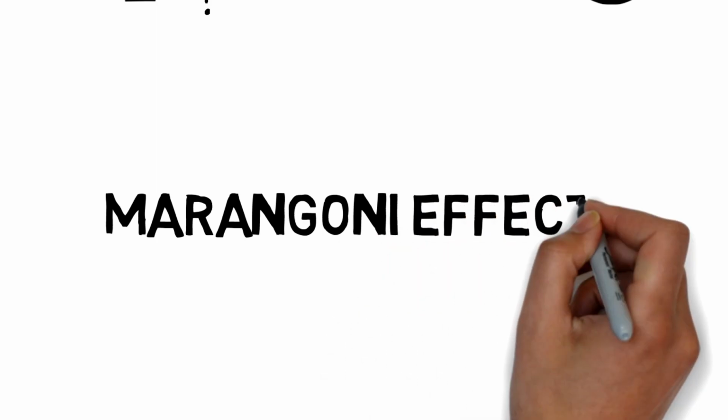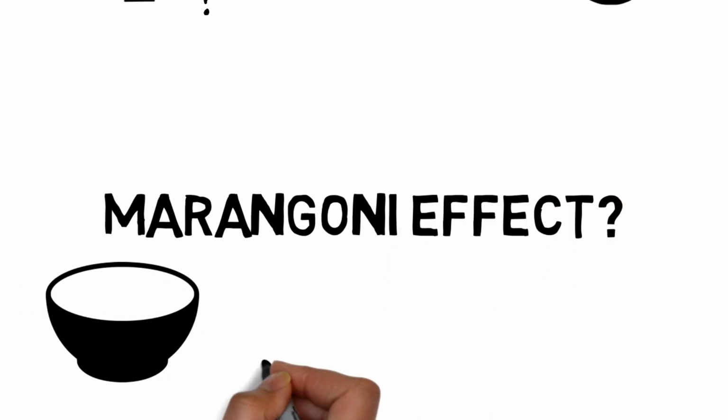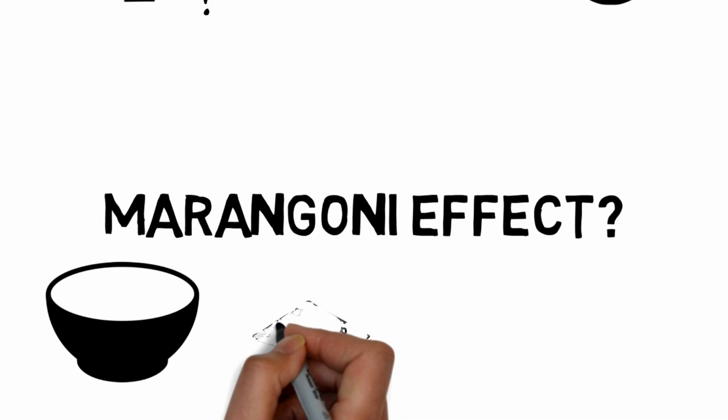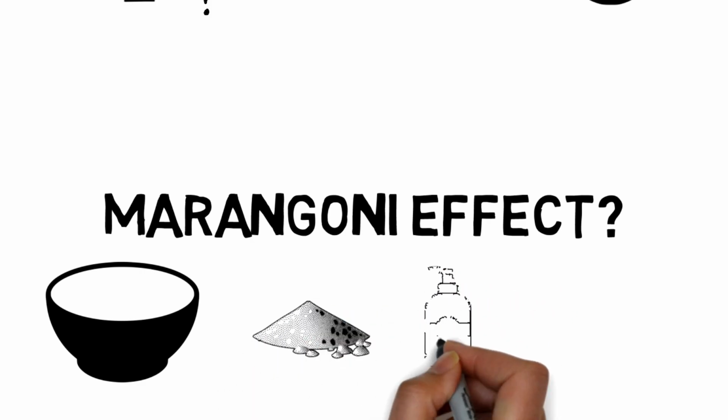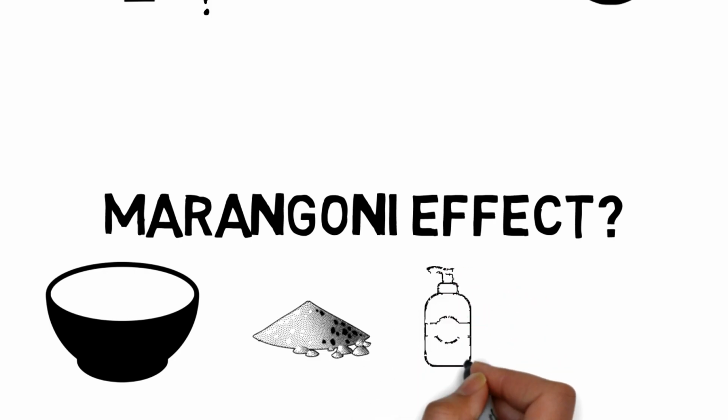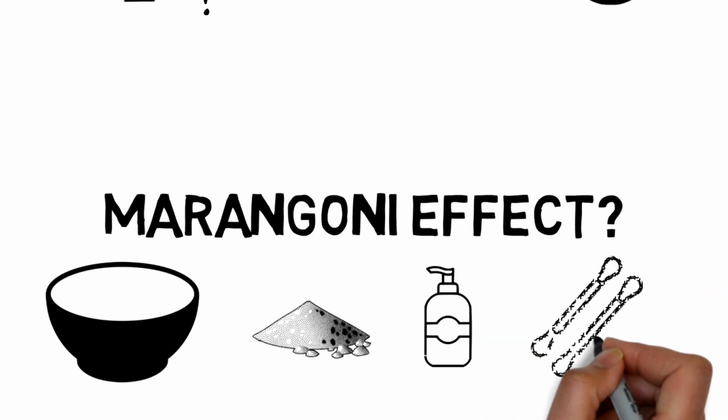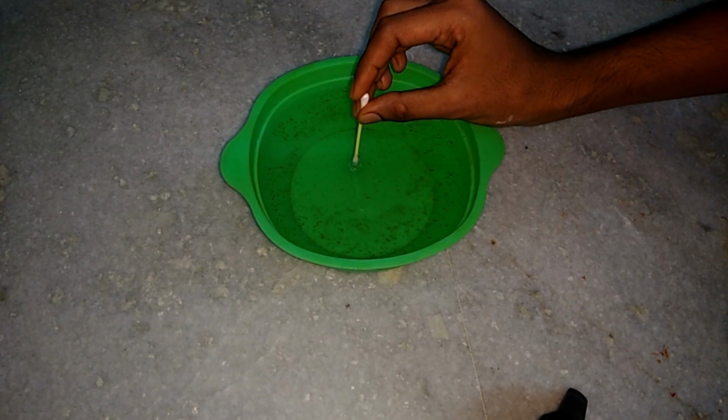Let's have a look. In order to understand this effect, let's do a small experiment. All you need is a bowl, drinking water, chili powder or any other lightweight powder, and cotton buds. Sprinkle chili powder or any insoluble powder uniformly on the surface of water. Dip your earbud in the soap solution or something very similar to it. Now dip this earbud on the surface of water.